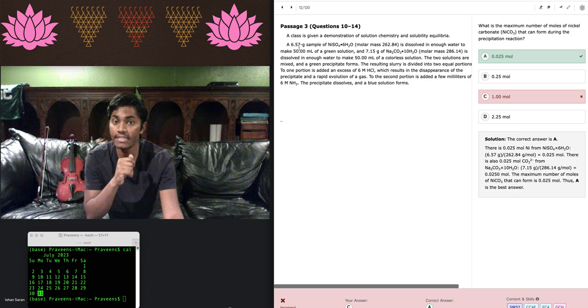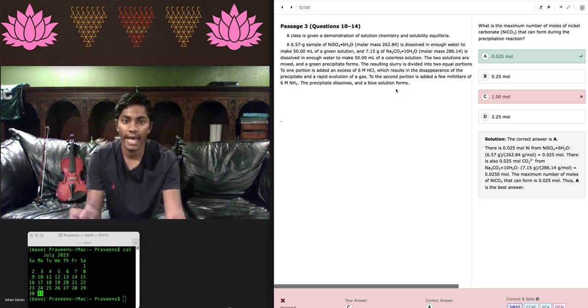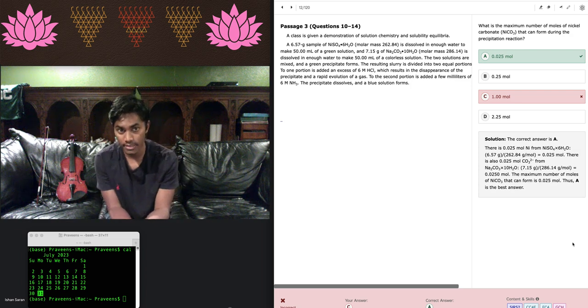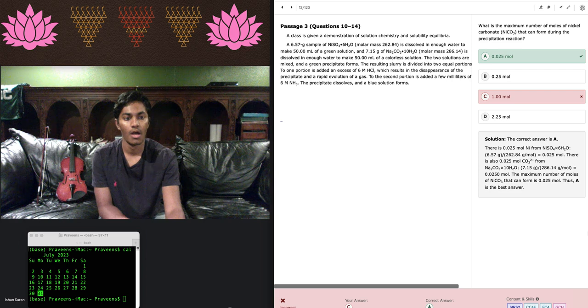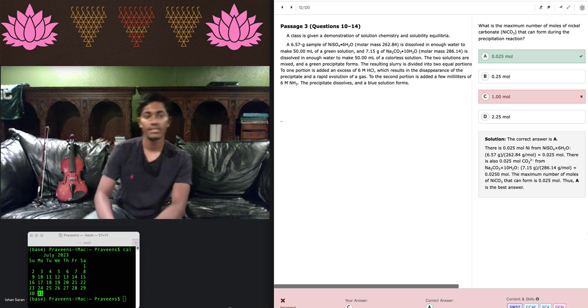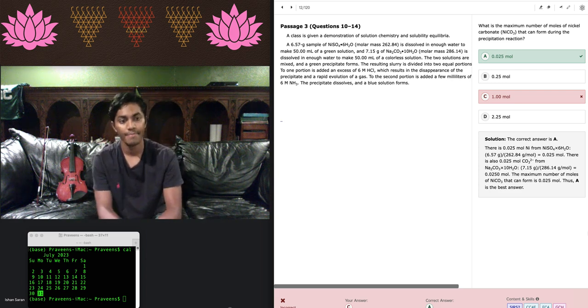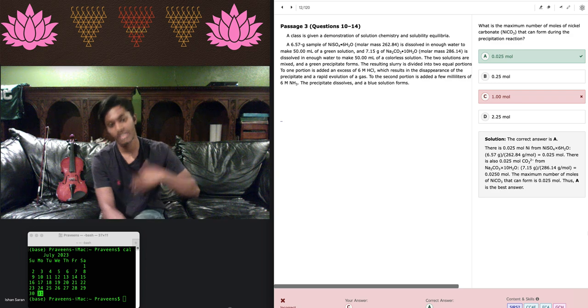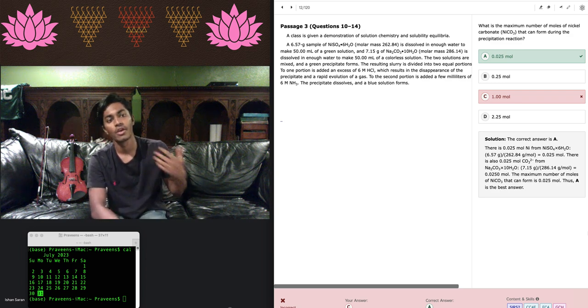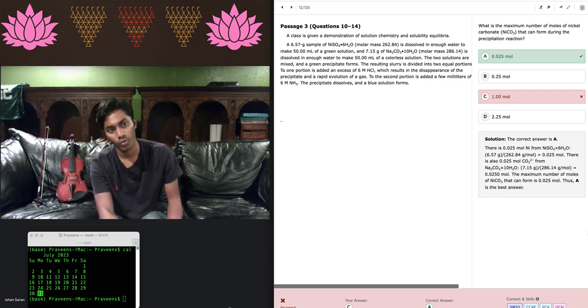That's to say that these numbers are not random. They were picked so that they can match one another and the solution can neutralize. So this is a calculation question, and being able to multiply the mass times the molar mass to get the moles, and then comparing the moles is what needs to be done to see the limiting reagent to figure out the maximum number of moles which can be produced.